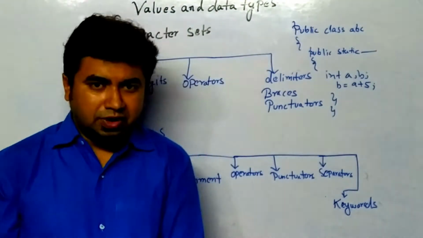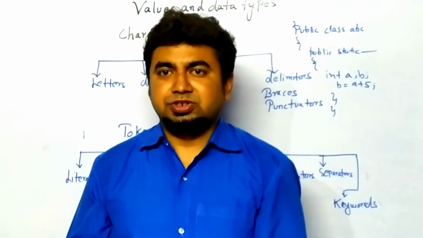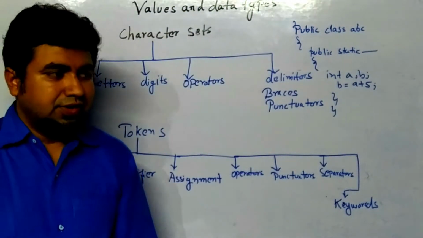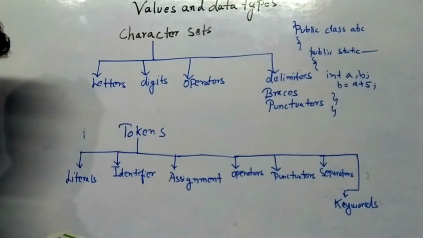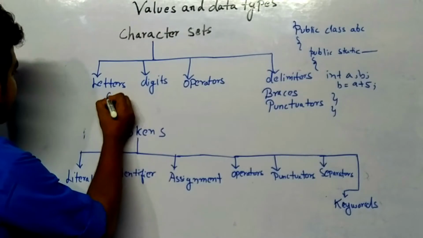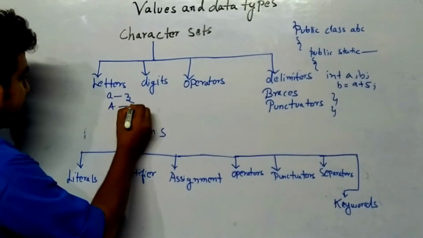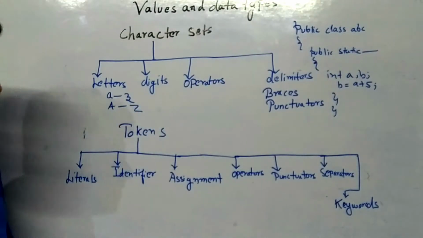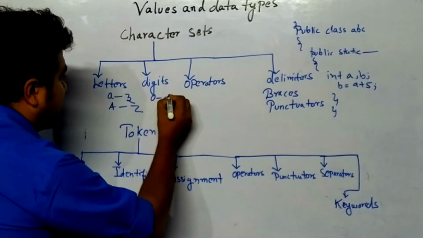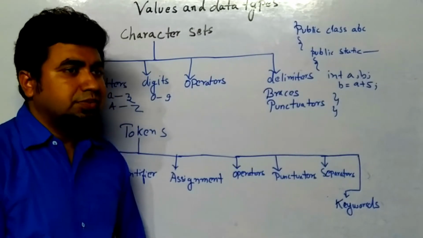So the first thing I want to discuss is character sets in Java. What are the different types of characters which are possible? First thing is letters. Letters can be in uppercase as well as in lowercase. You can have letters from small a to small z, or capital A to capital Z. Digits are from 0 to 9. Digits are the numbers.